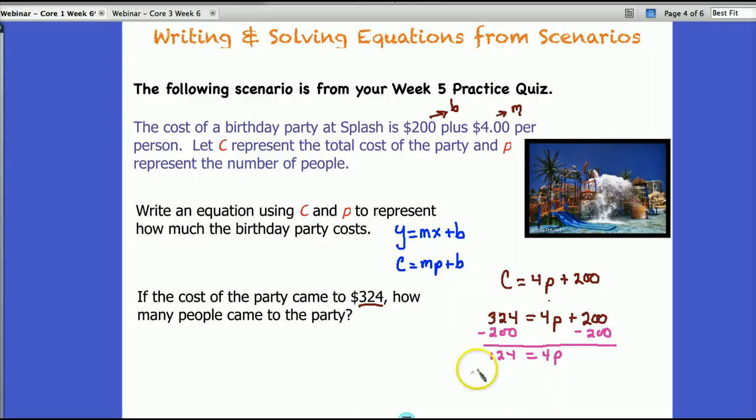It equals out? Yeah. Very nicely, doesn't it? I planned that for you guys. So now we need to get rid of the 4, and 4 is being multiplied by the p, so the opposite of that is division. So we're going to divide by 4.